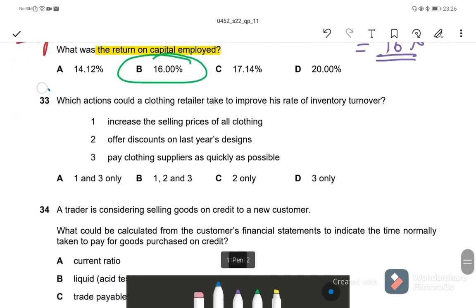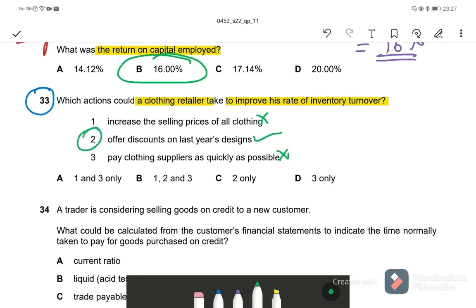Next, question number 33. Which action could a clothing retailer take to improve his rate of inventory turnover? Increase the selling price. It will not help to improve the rate of inventory turnover. Offer discount on last year's design. Pay clothing suppliers as quickly as possible. No. So only 2 is the correct answer. So A is wrong, B is wrong, C is the correct answer.